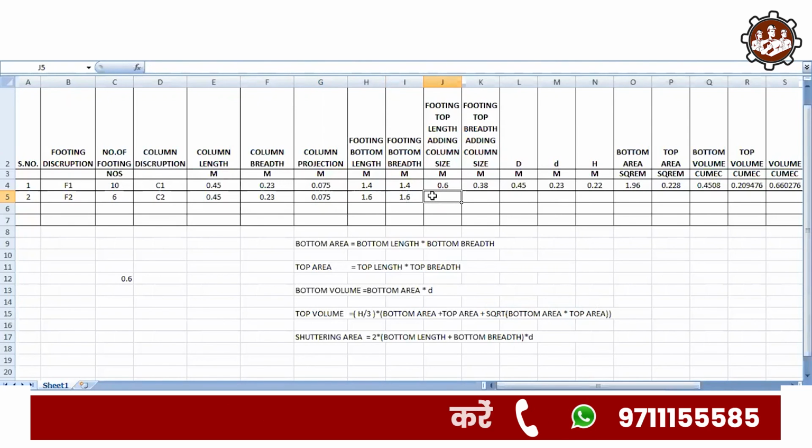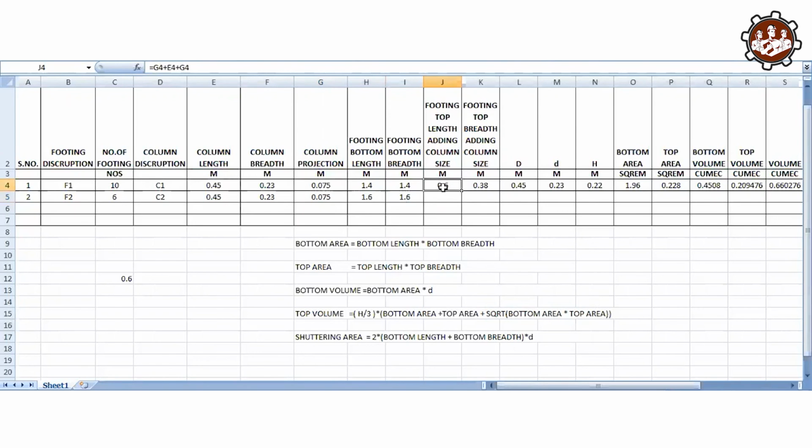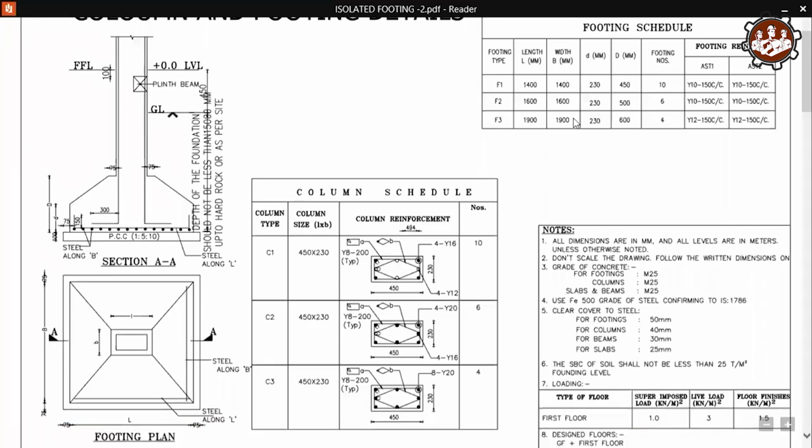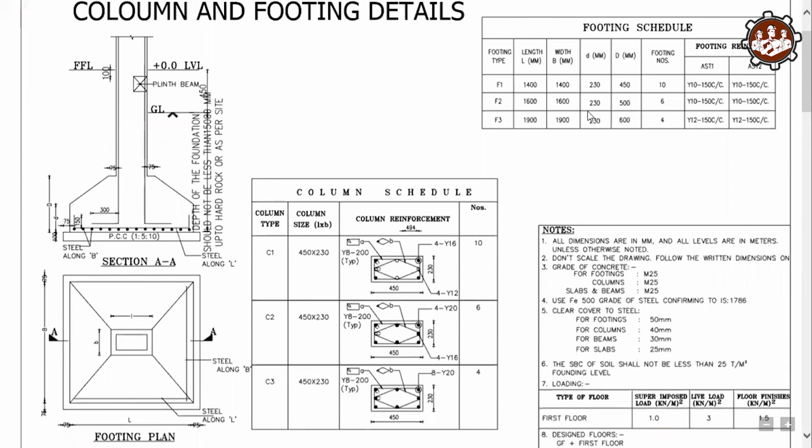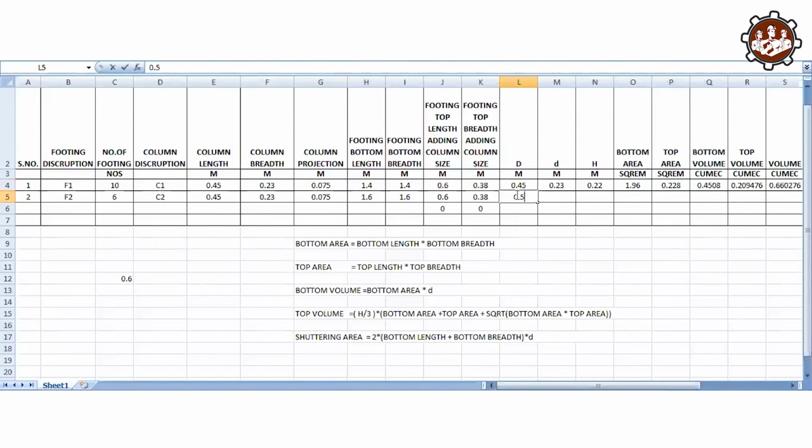For the calculation of the top length of this footing, we drag this one. This is the capital D that we can see from the drawing. For the F2 footing it is given as 500 mm, or 0.5 meter. Small d is the same for all, 0.23. Then we drag this one, so we get the capital H. We are already applying the formula here.